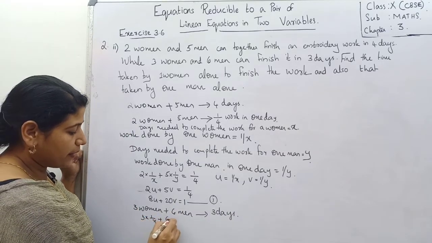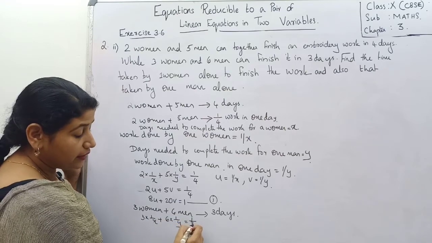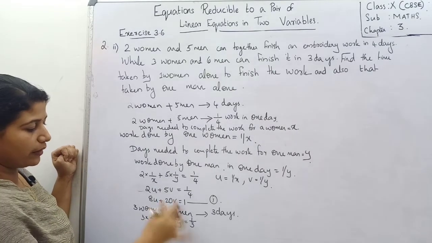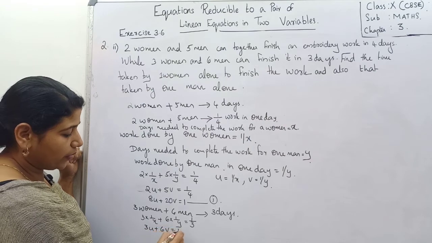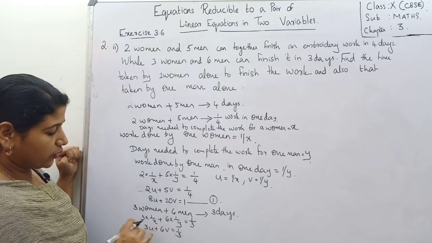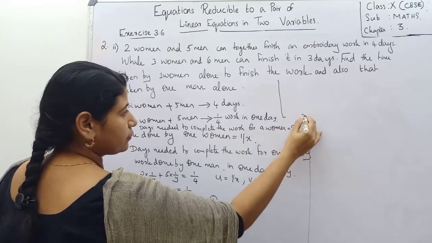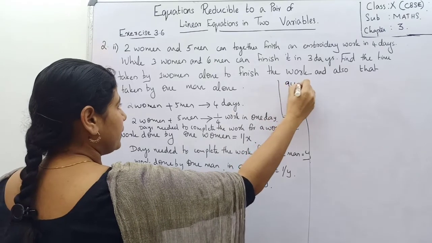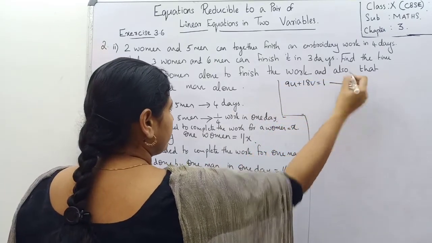Okay. 6 men is 6 into 1 by y. They will complete 1/3 of that work in one day. Okay, it will be 1/3. So we can write 3u plus 6v equal to 1/3. So we can cross multiply, so we will get 3 into 3, 9u plus 18v equal to 1. This is the second equation.